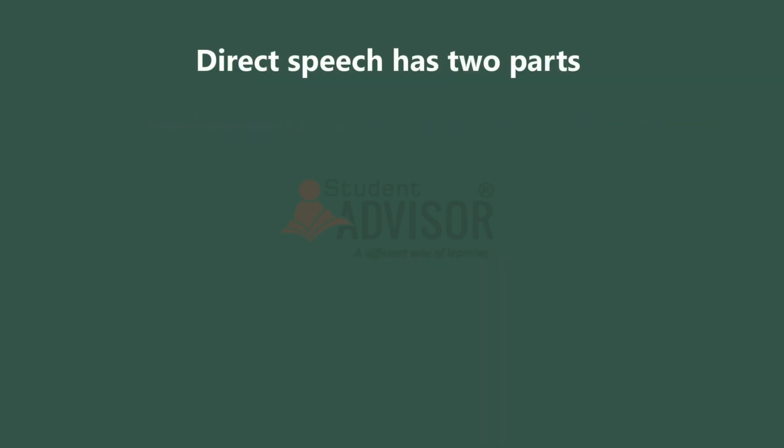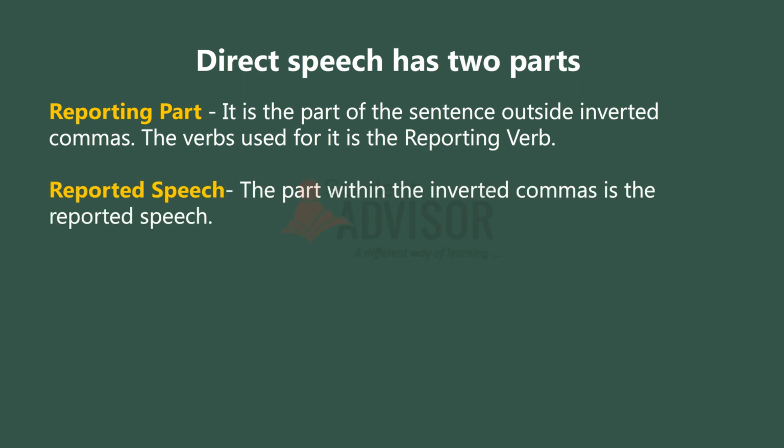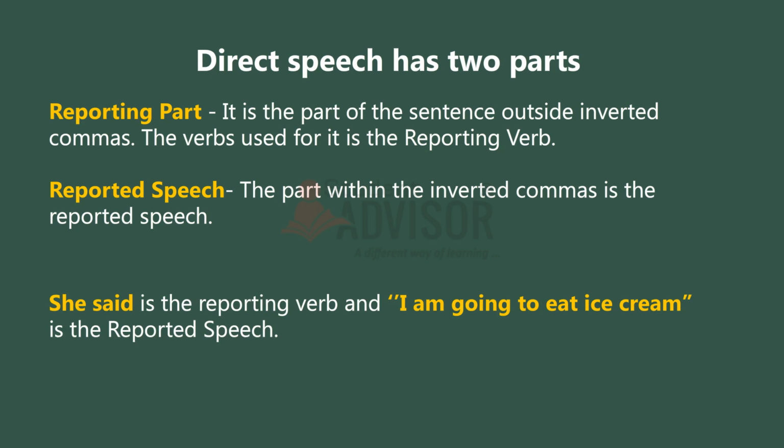Direct speech has two parts. Reporting part. It is the part of the sentence outside inverted commas. The verb used for it is the reporting verb. Reported speech. The part within the inverted commas is the reported speech. In the previous sentence, she said is the reporting verb and I am going to eat ice cream is the reported speech.